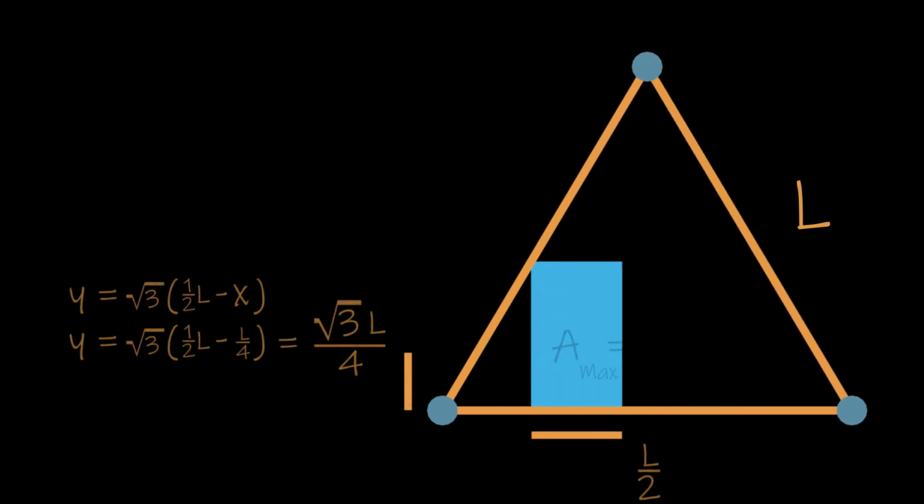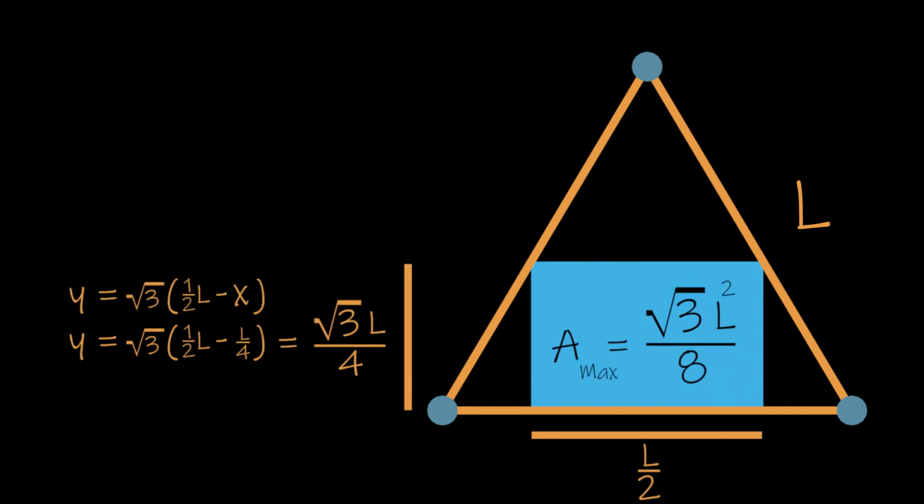In summary, when the rectangle's base is L over 2 and its height is square root of 3 over 4 L, we achieve this maximum area. And there you have it. We've explored how to find the largest rectangle that can be inscribed in an equilateral triangle with one side of the rectangle lying on the base. By setting up our area function and applying calculus, we determined that the maximum area of the rectangle is square root of 3 over 8 L squared.